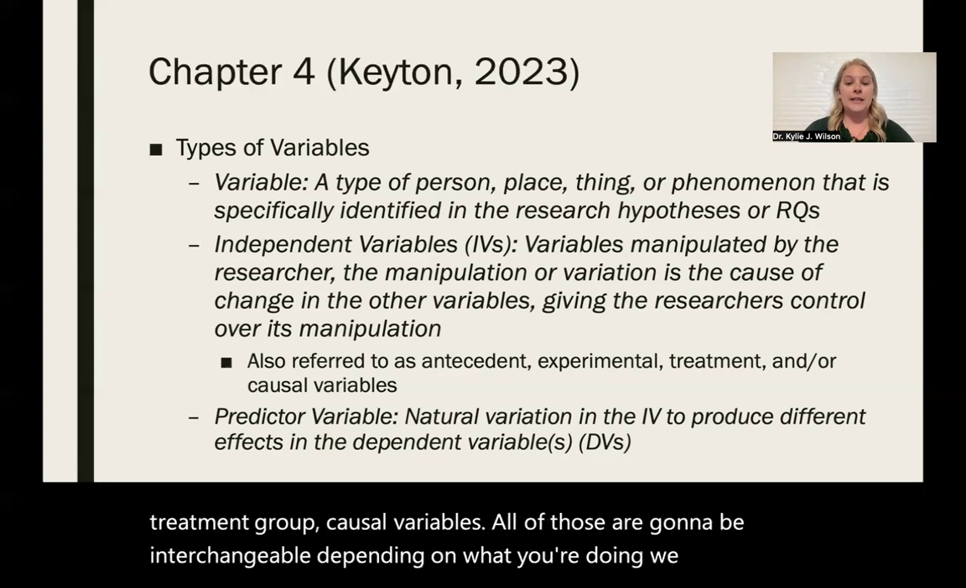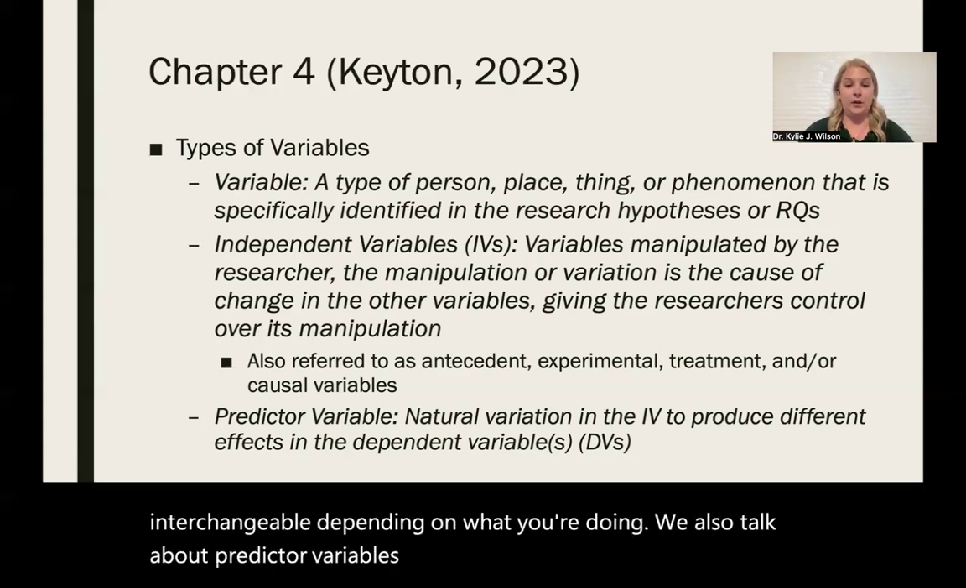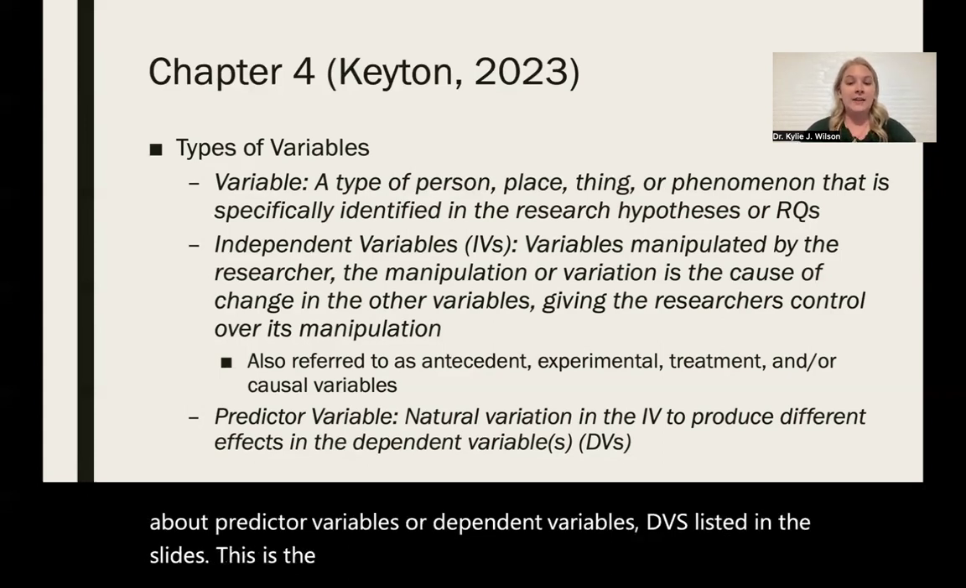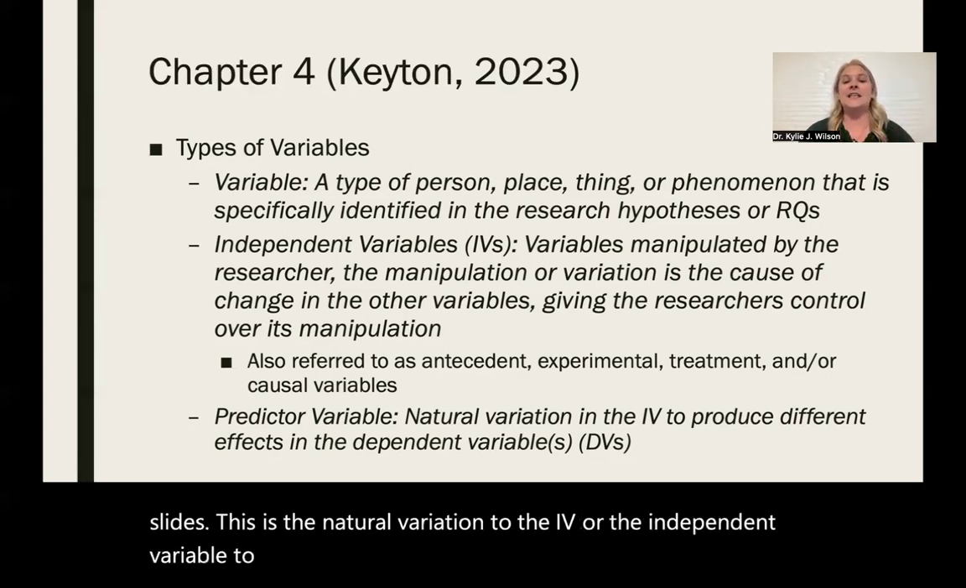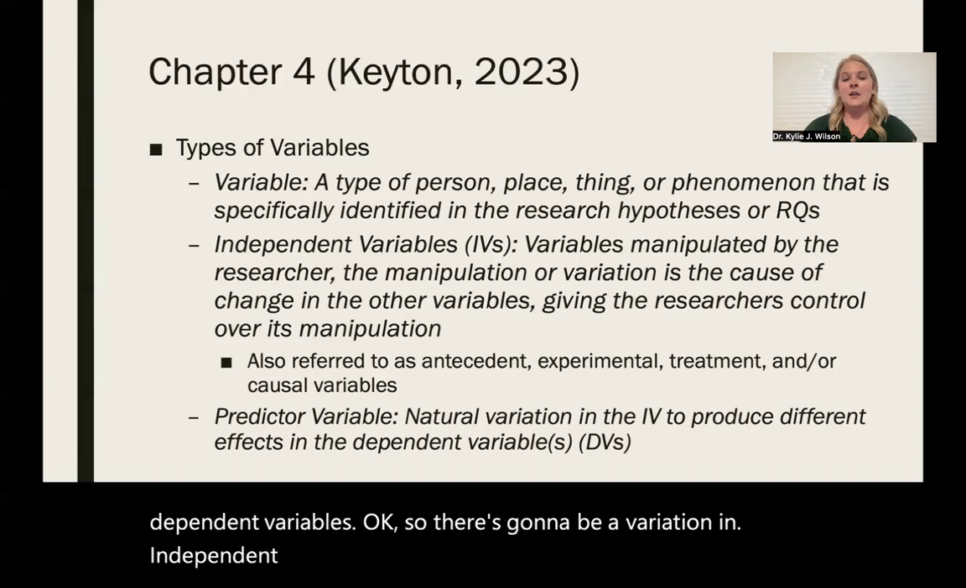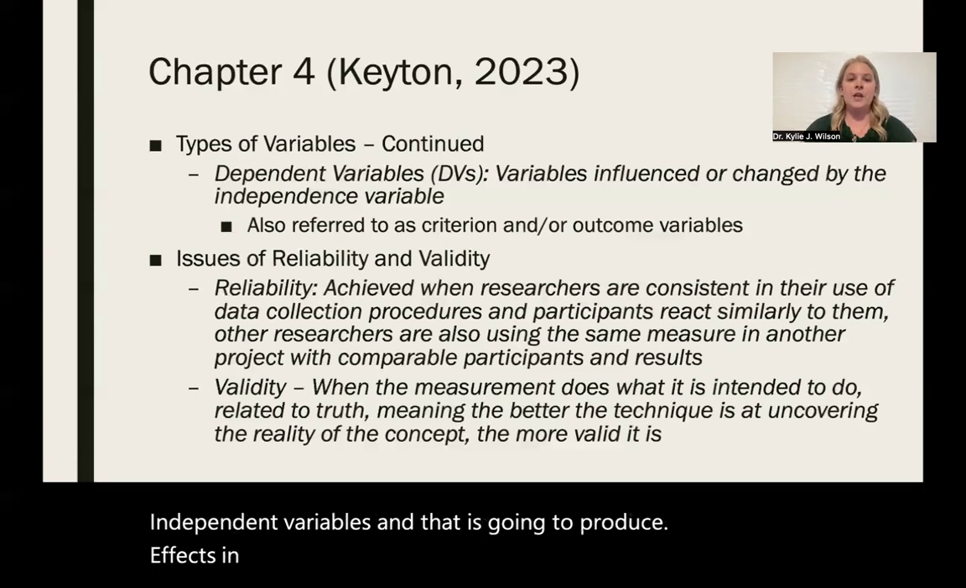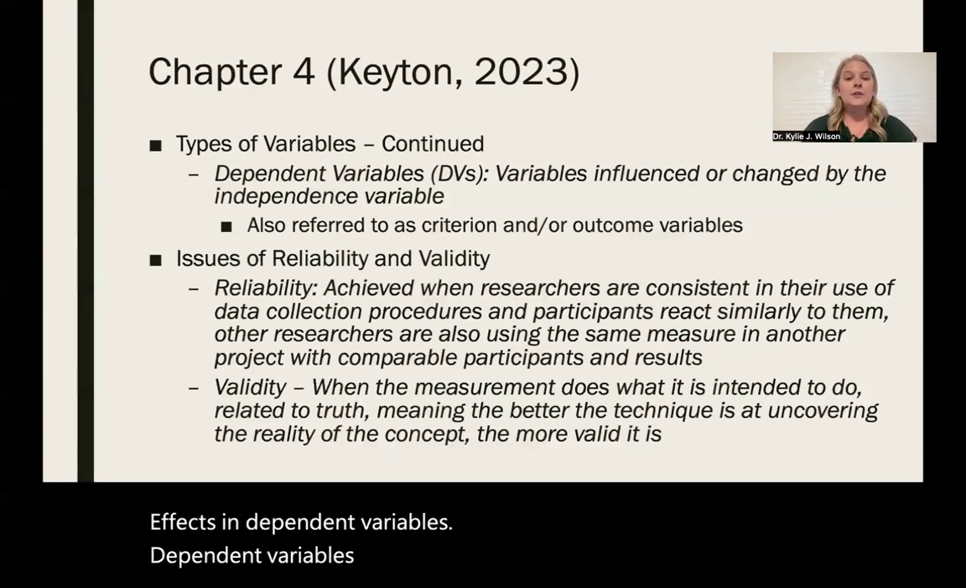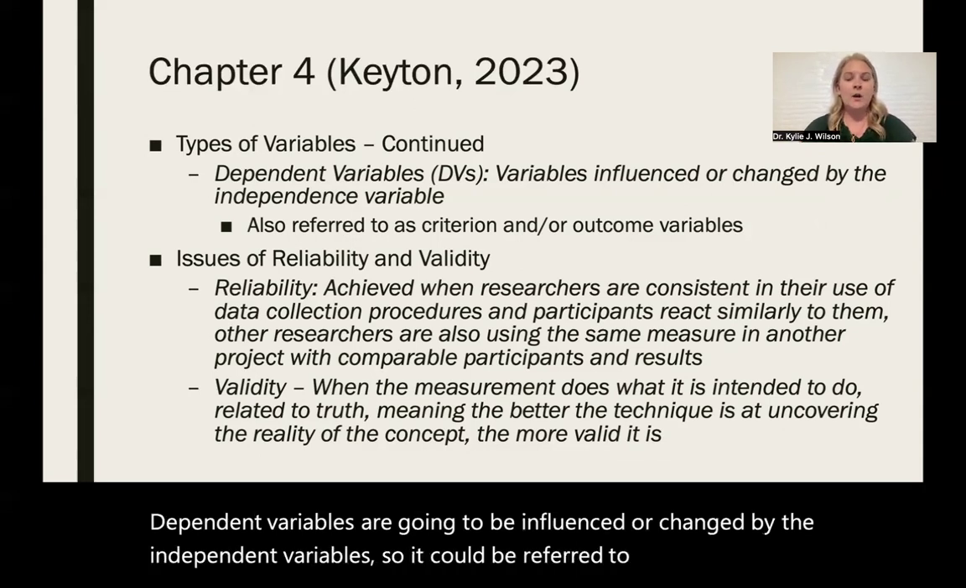We also talk about predictor variables or dependent variables, DVs, listed in the slides. This is the natural variation to the IV, or the independent variable, to produce those different effects in the dependent variables. Okay, so there's going to be a variation in independent variables, and that is going to produce effects in dependent variables. Dependent variables are going to be influenced or changed by the independent variables. So it could be referred to as criterion and or outcome variables.